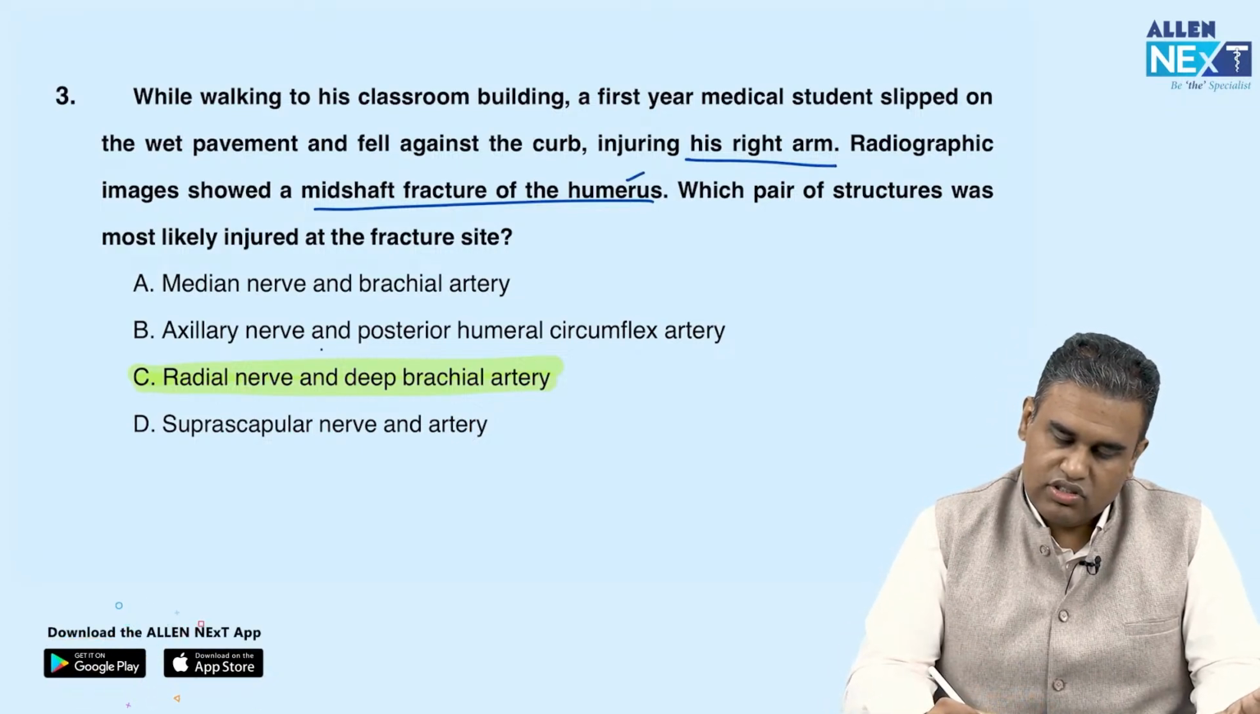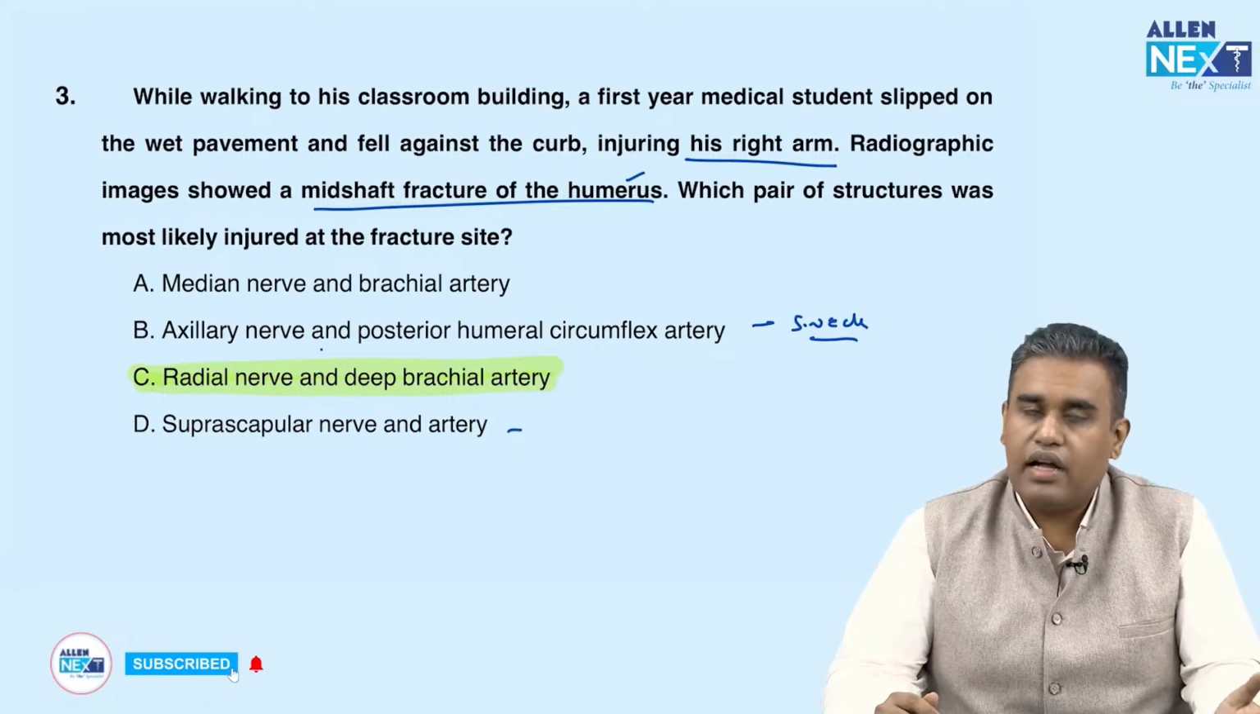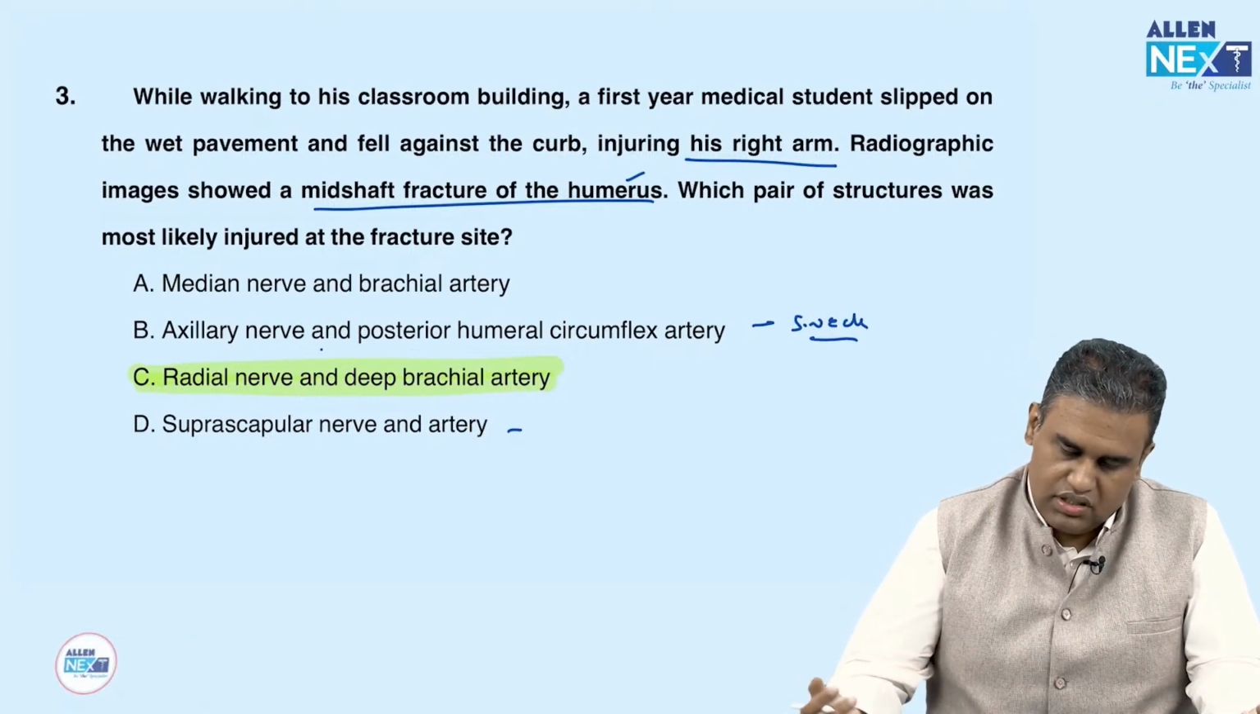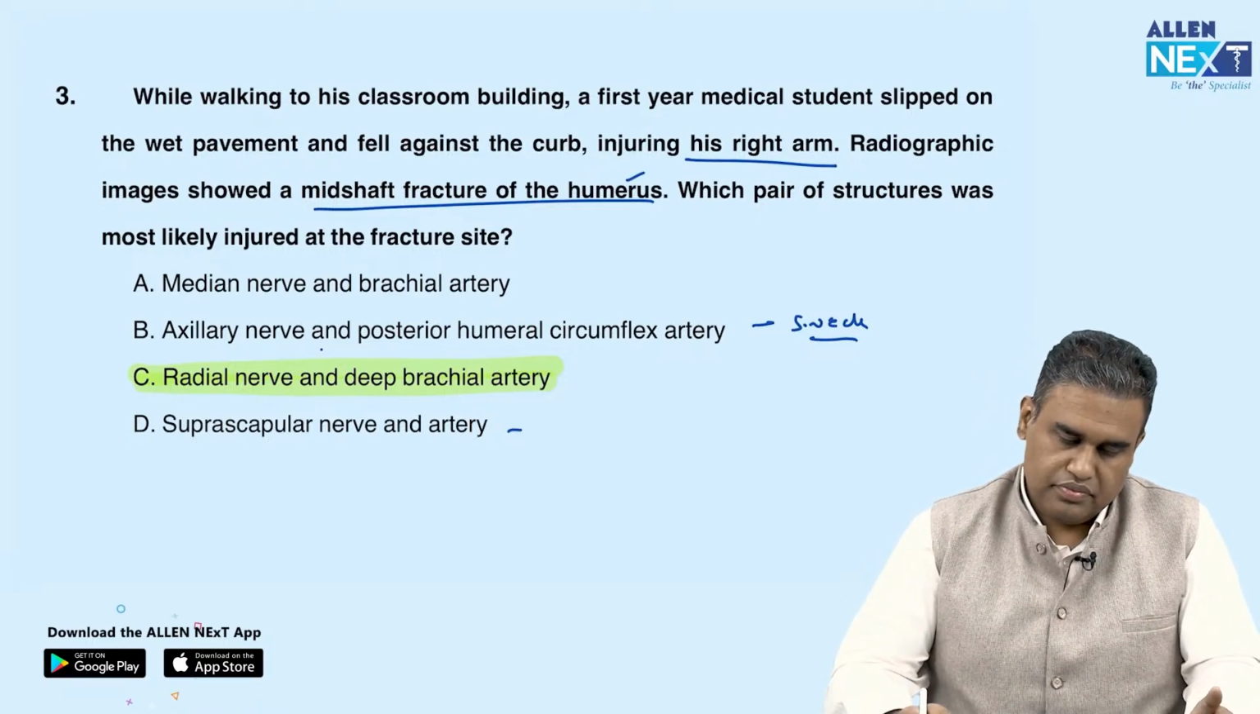Axillary nerve and posterior circumflex humeral artery are again at the surgical neck region. Suprascapular nerve and artery will be lying at the top of the shoulder, behind the clavicle. So, considering this, the answer is option number C. Right. Let's see the next one.